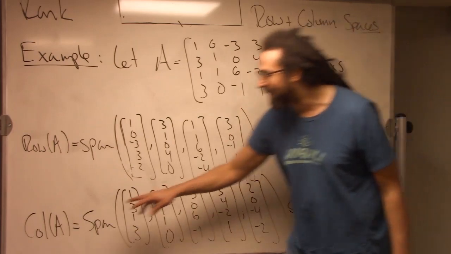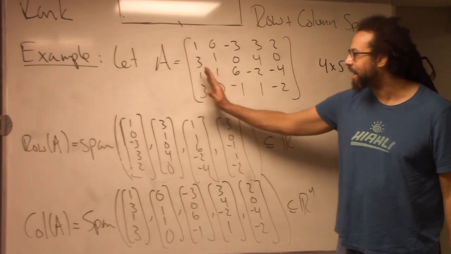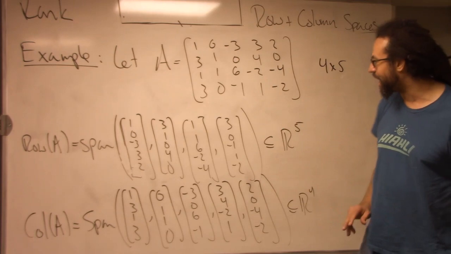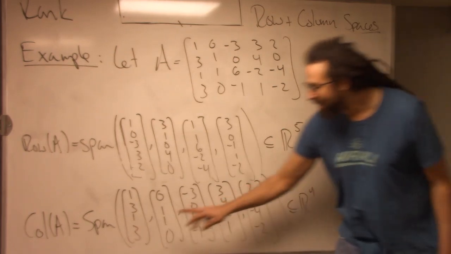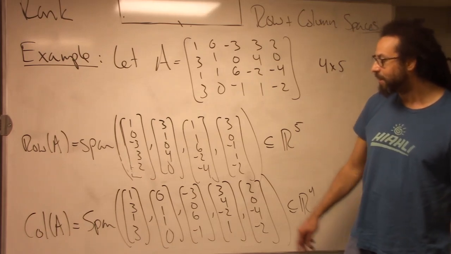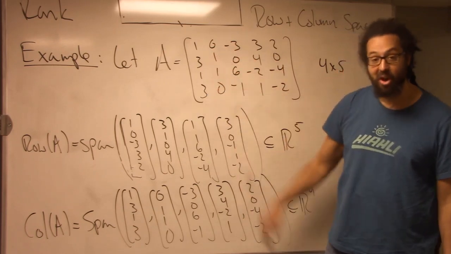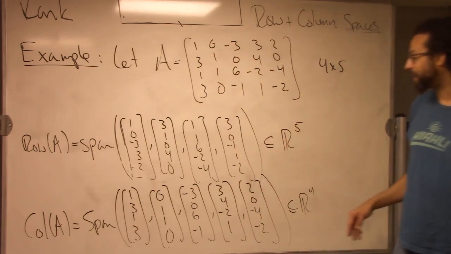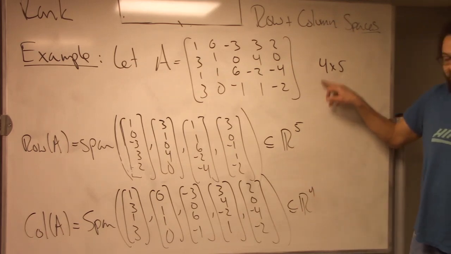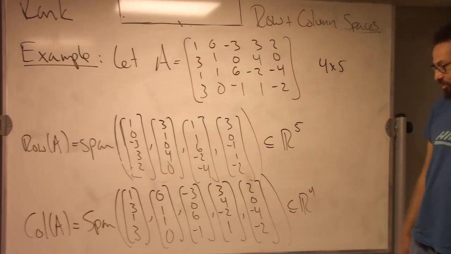And now, what's the column space of A? Well, it's the subspace spanned by the columns of A. There are 1, 2, 3, 4, 5 columns, and so the span of these 5 vectors is going to give us the column space. And notice that each one of these columns lives in R4. The R sub m is going to be the number of rows, so that's where the column space lives. It lives in R4, which is the number of rows.